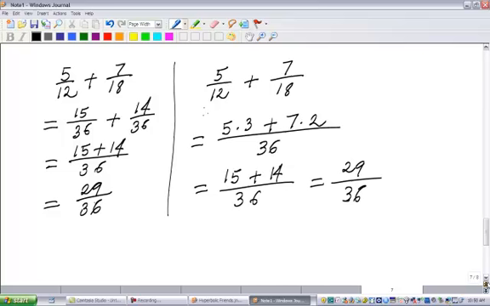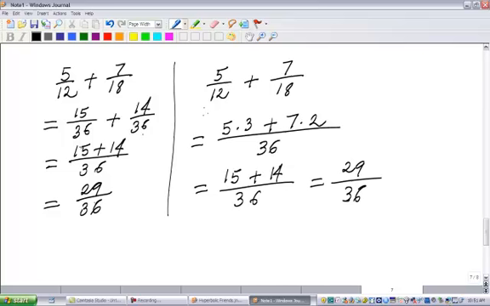So in this case, we multiplied by 3. In this case, we are multiplying by 2, both the numerator and the denominator. So that made the denominators 36 and 36 here, and now we just add. If we have the same denominators, how do we add? We just add the numerators.